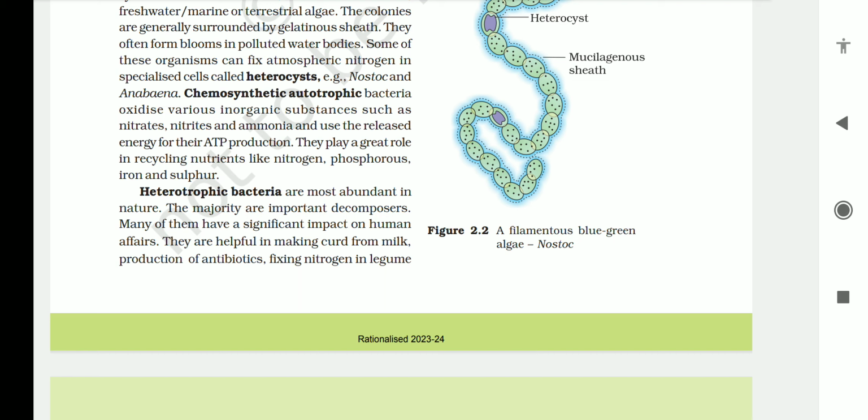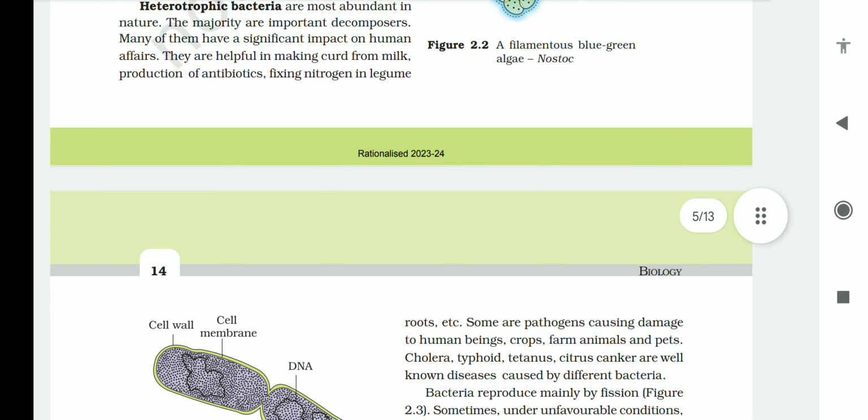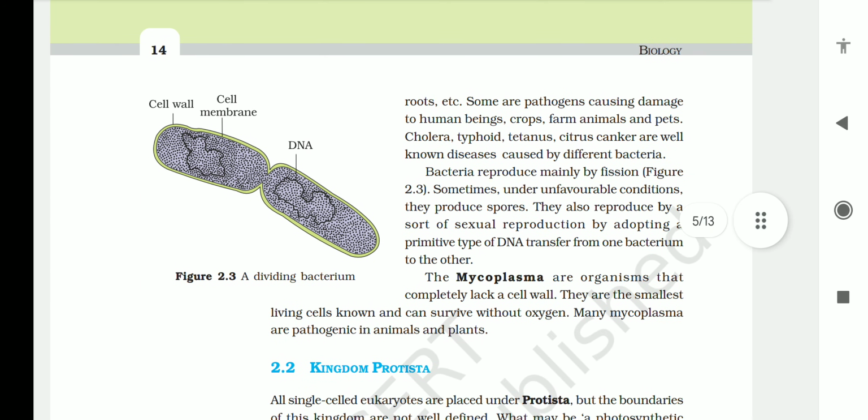Many of them have a significant impact on human affairs. They are helpful in making curd from milk, production of antibiotics, fixing nitrogen in legume roots, etc. Some are pathogens causing damage to human beings, crops, farm animals, and pets. Cholera, typhoid, tetanus, citrus canker are well known diseases caused by different bacteria.